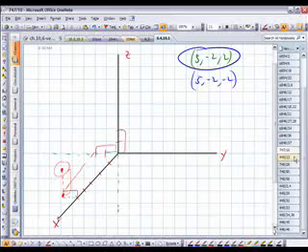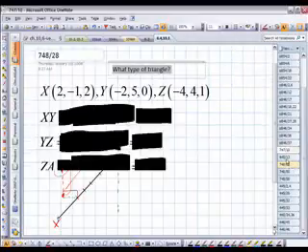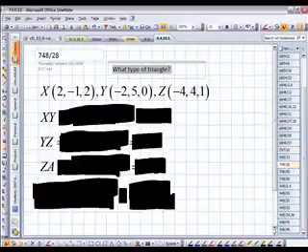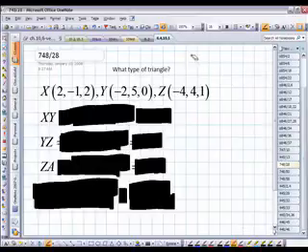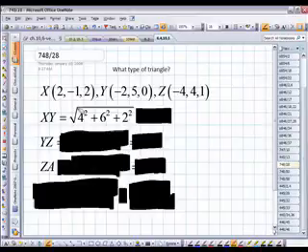Okay, a few more sample problems. We're given these 3 points. We want to find out what type of triangle they constitute in 3D space. So let's find the distance between these points. From x to y, we use the distance formula: 2 minus -2 squared, -1 minus 5 squared. You could put negative 6 squared, but it's the same as 6 squared, so it doesn't matter. 2 minus 0 squared, and you get rad 56.